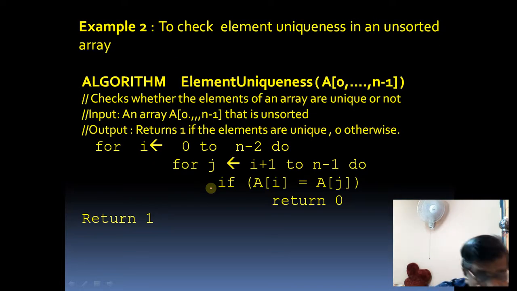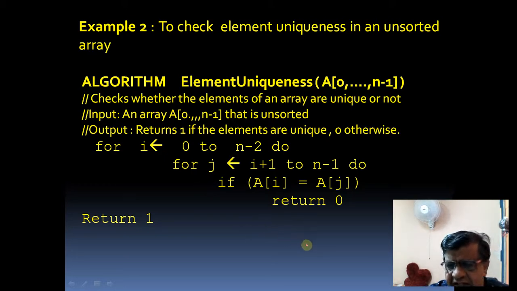Now we will take up the second example, to check the element uniqueness in an unsorted array. This algorithm verifies whether all the elements in the array are unique, that they are discrete and different. To do this, let us discuss the logic first.